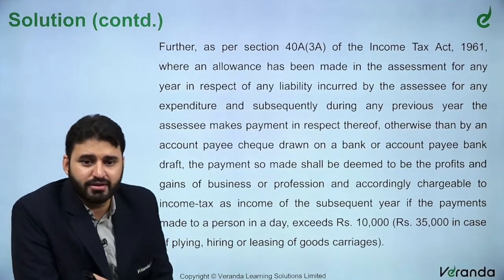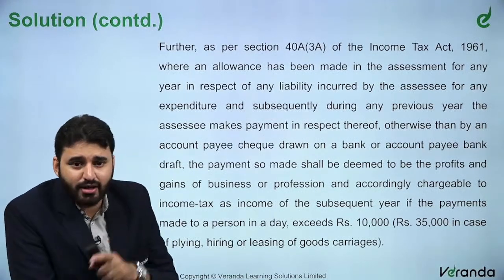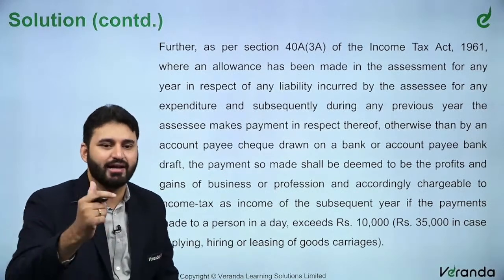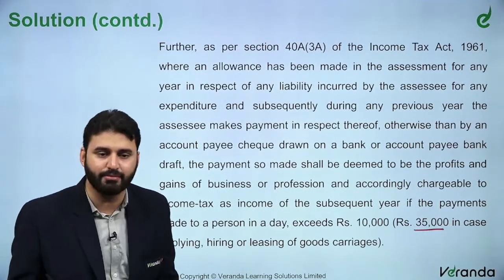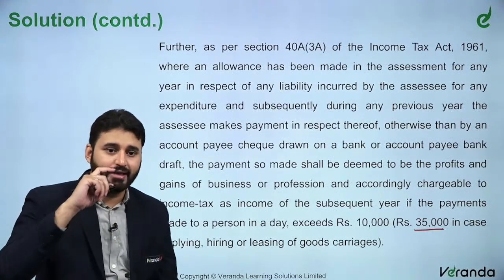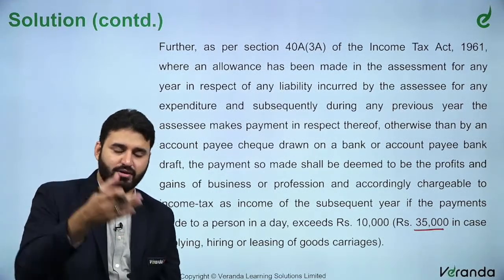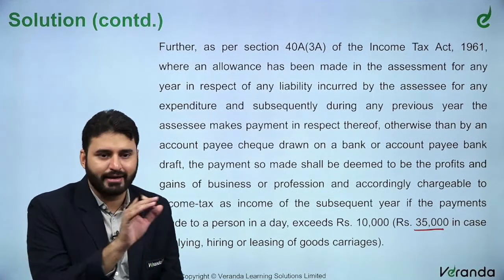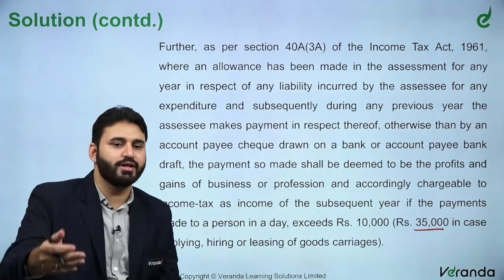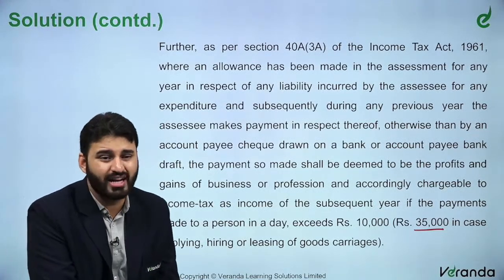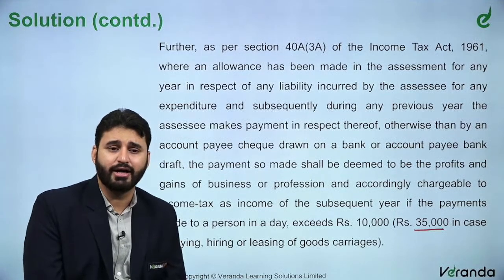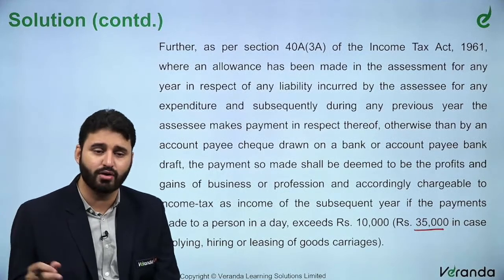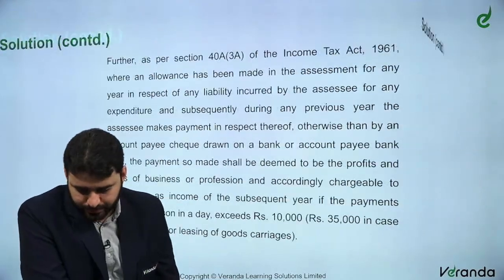If the payment made to a person exceeds rupees 10,000, or rupees 35,000 in certain cases, so 40A3 is 10,000. If you are in the business of plying, hiring or leasing goods carriages, that is a little higher, 35,000 is the limit. So if I am making the payment for expenditure right now to the same party on the same date, which is more than the limit, then the amount will be disallowed. That is actually very difficult to identify practically. You need to take the entire cash ledger and see any payments of more than 10,000 rupees, and then we will have to report the same.